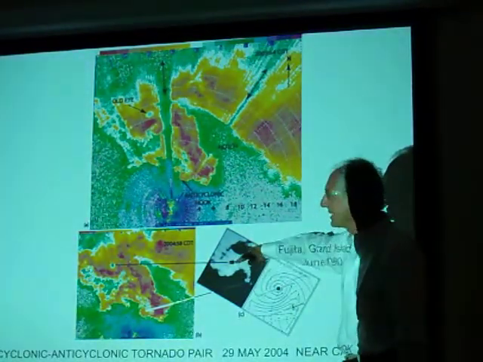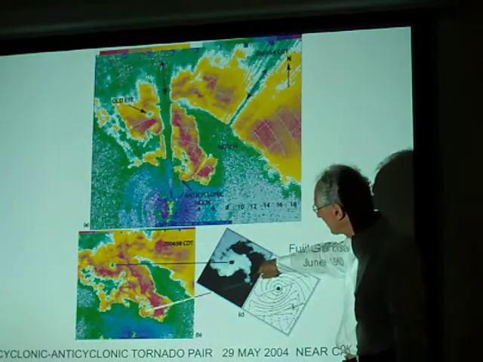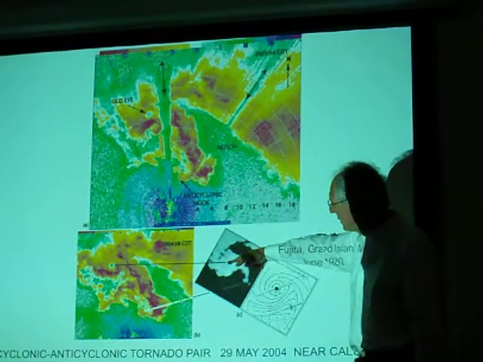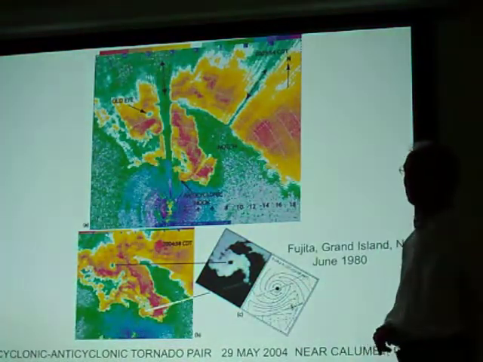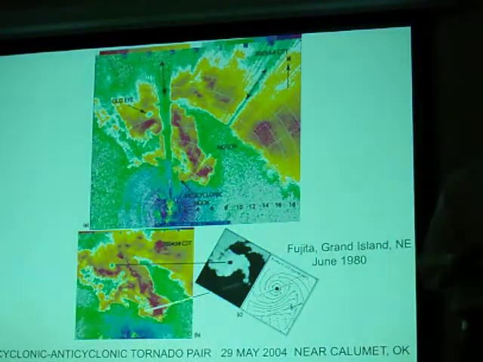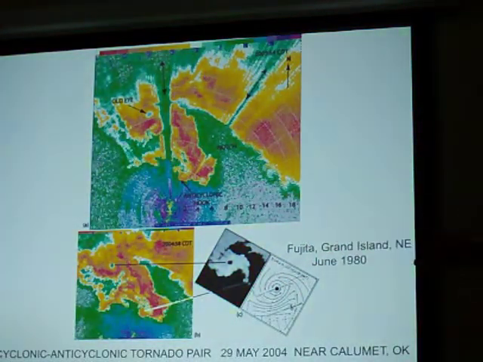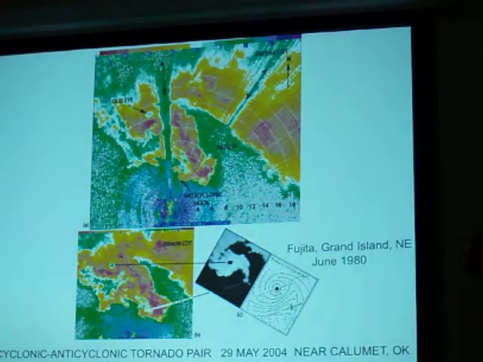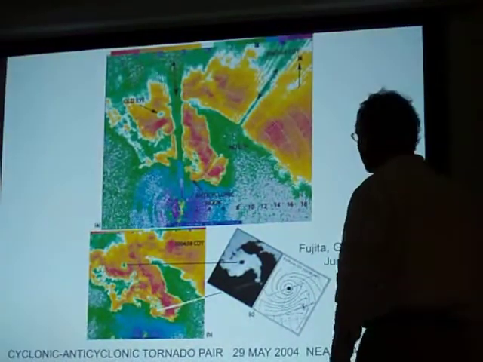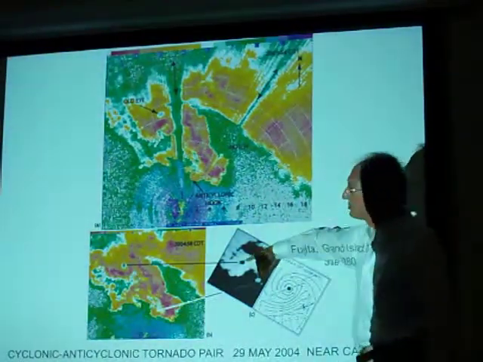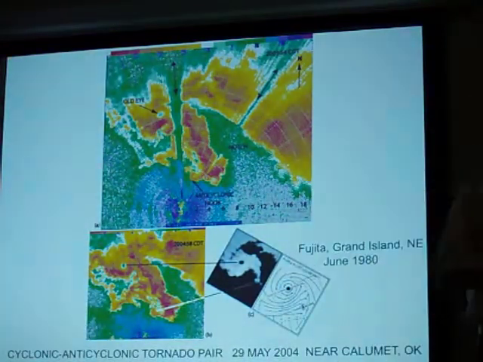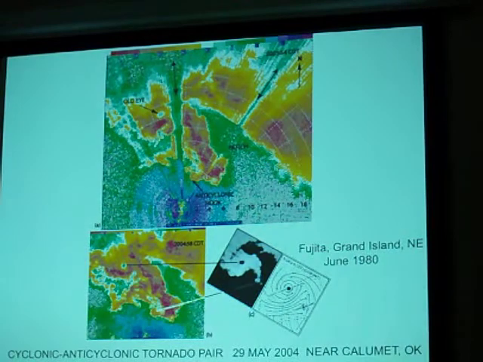And there's the same echo, that's the rear flank gust front. But right along the other side, this is Fujita's analysis. We have a cyclonic tornado and an anticyclonic tornado. Cyclonic, anticyclonic tornado pair. People often ask, are there such things as anticyclonic tornadoes? And yes, they're very rare. Of all the anticyclonic tornadoes I've seen, and I've seen several, they always occur like this, in association with a cyclonic tornado.